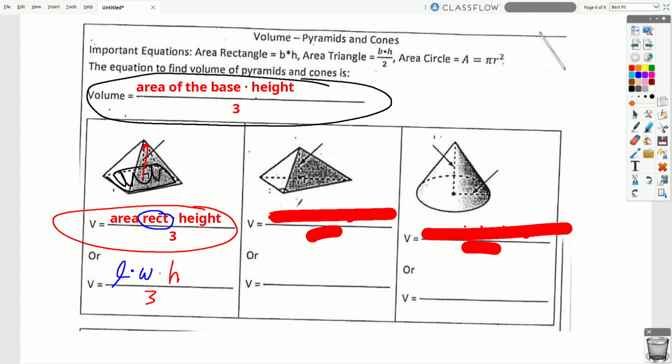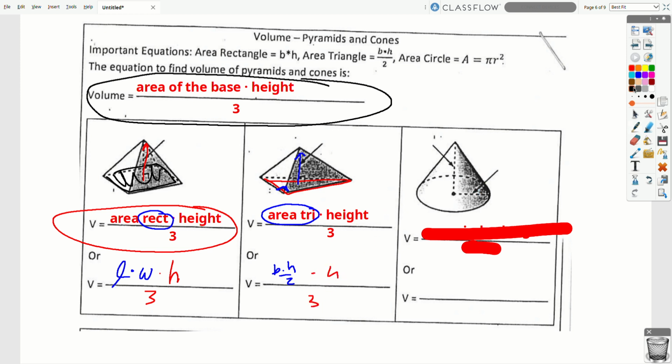Here we have a triangle for the base, right? So if we adapt area of the base times the height, this base is a triangle, so it's area of the triangle multiplied by the height, which once again goes up and down right there. And then we divide that by 3. So when you're finding area of the triangle, make sure that you're looking for this symbol here, and you are doing base times height divided by 2, and then you multiply that by the height all over 3.